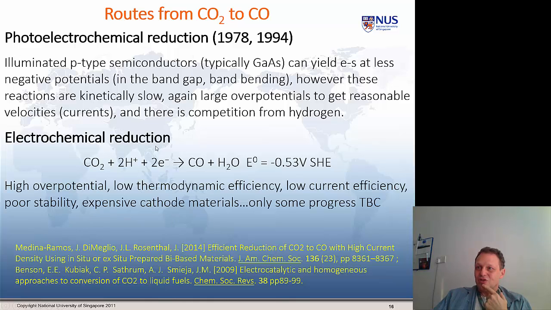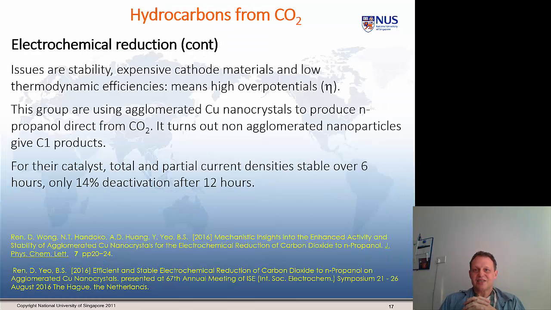However, electrochemical reduction, despite its problems, is something we're going to pursue a bit further. Clearly, it's going to be more efficient to go from carbon dioxide direct to hydrocarbons. And as we just talked, actually the issues are stability of the catalyst, expensive materials, etc., etc.